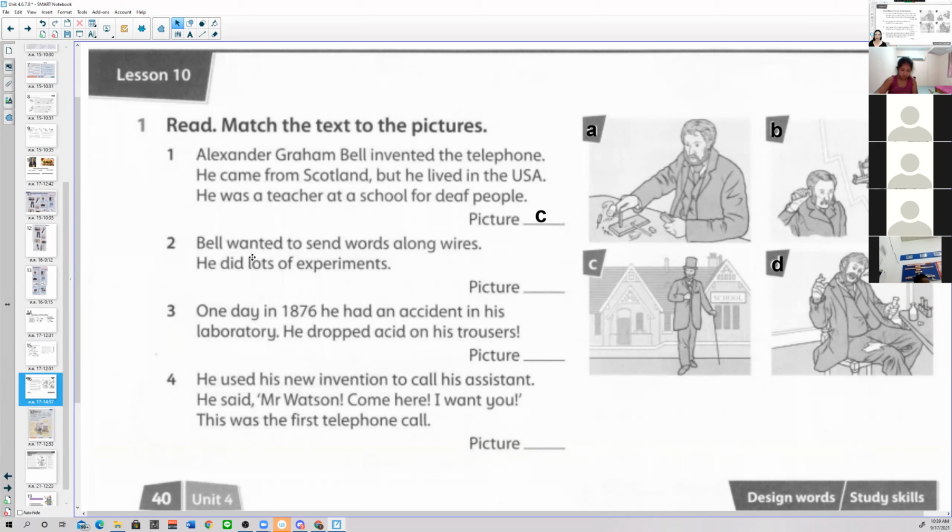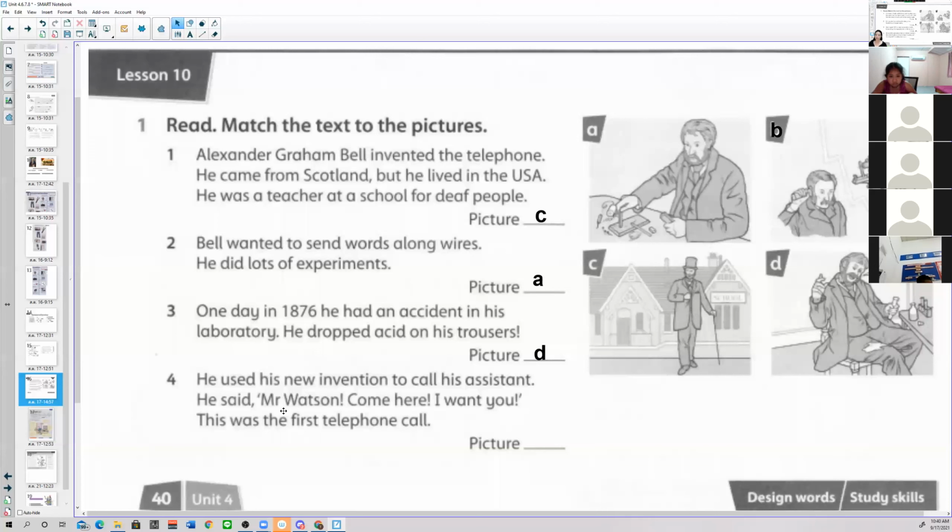Number two, Bell wanted to send words along wires. He did lots of experiments. Experiments, just like what you do in science. So which picture? A, right? Good. Number three, one day in 1876, he had an accident in his laboratory. He dropped acid on his trousers. D. Number four, he used his new invention to call his assistant.